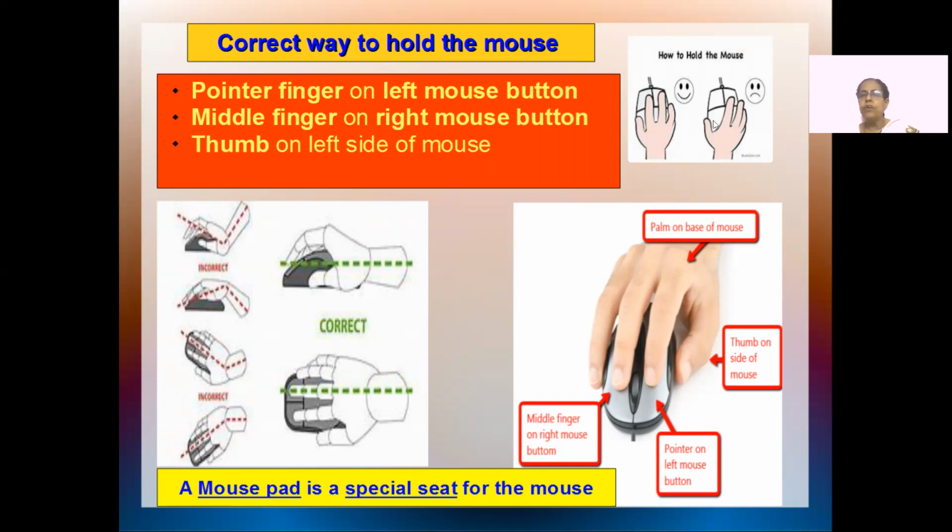This is the wrong way of holding the mouse. He's very sad. You can't use the mouse nicely if your hand is not placed correctly. You can see here also there are different wrong pictures. See how the pointer finger and this finger are placed. Here also it's shown very clearly in this image.